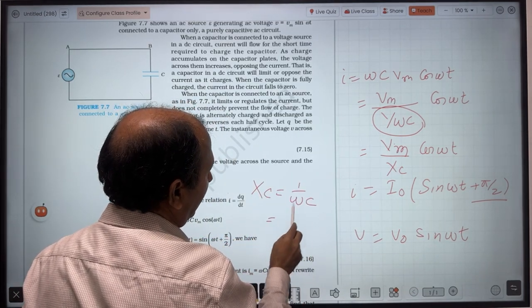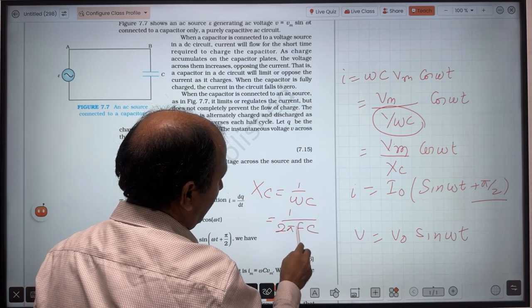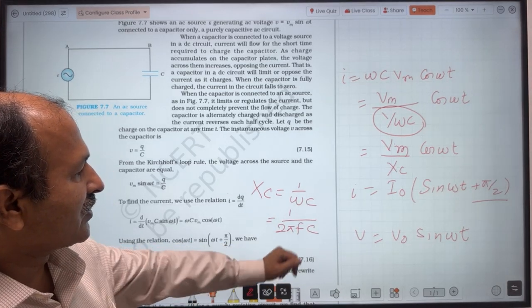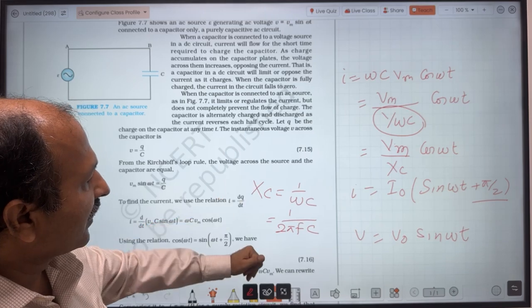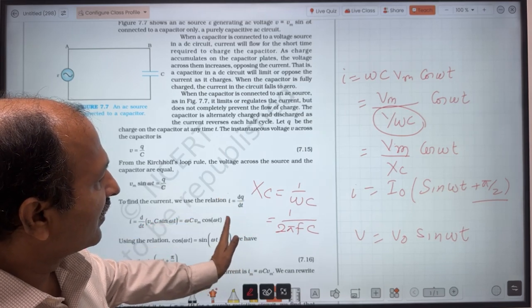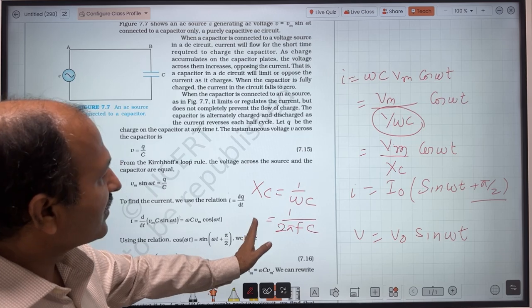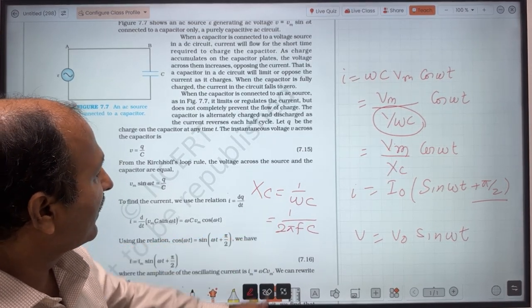If you write the values like 2 pi fC and consider the case of DC current whose frequency is 0, then what will happen? The denominator will become 0. It means XC will be infinite. It means current will not be allowed anymore, because this reactance will become infinite.